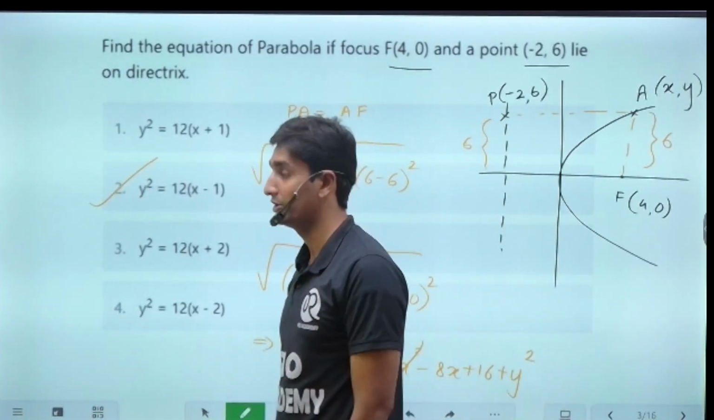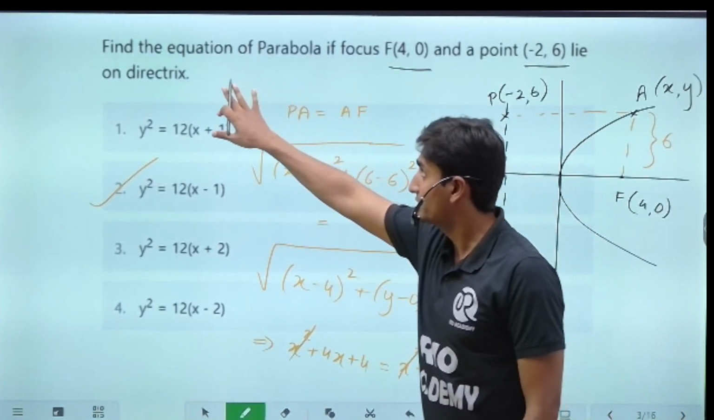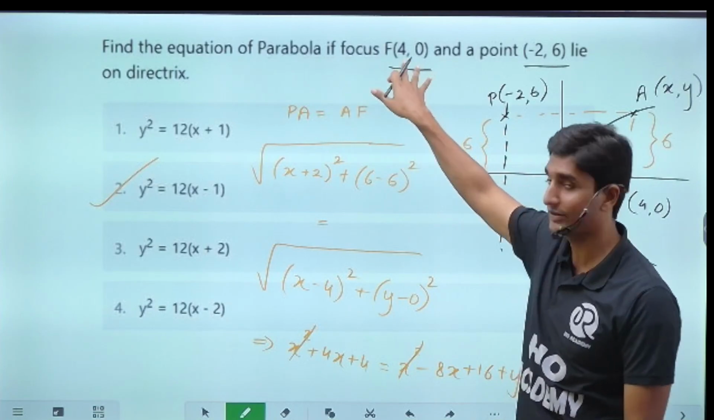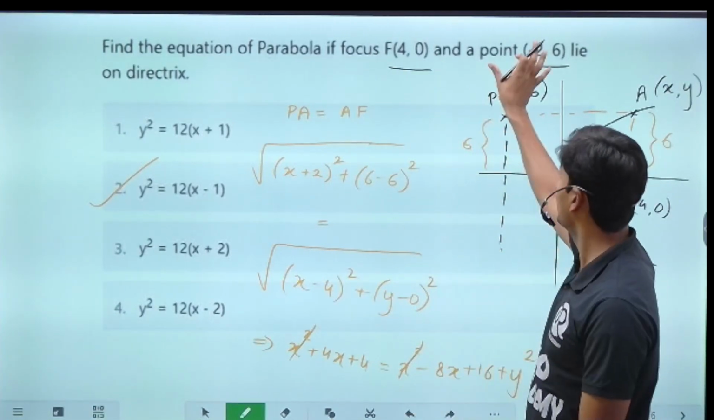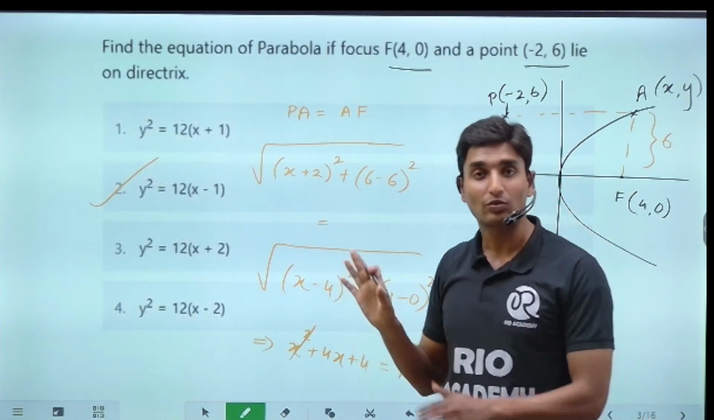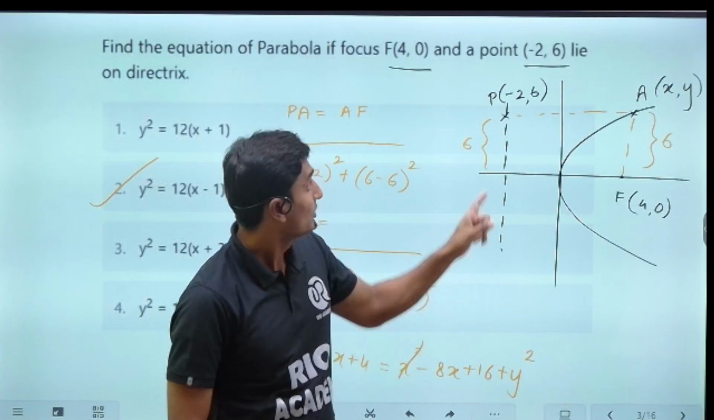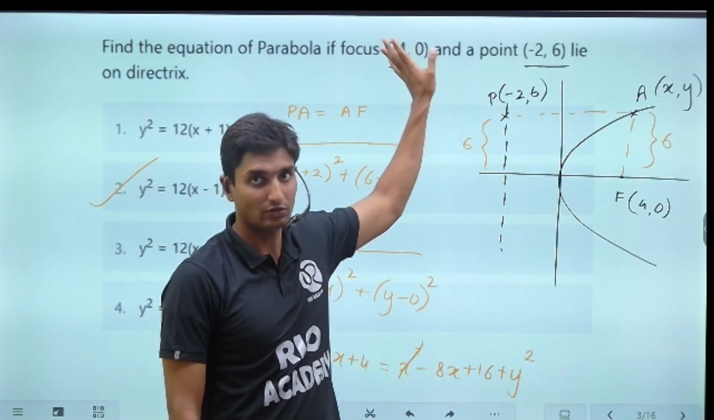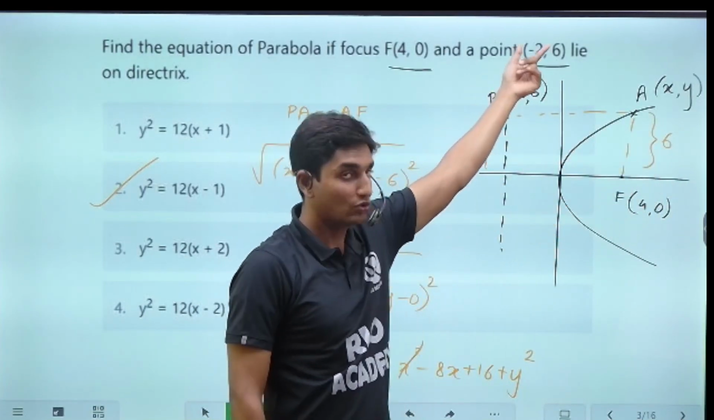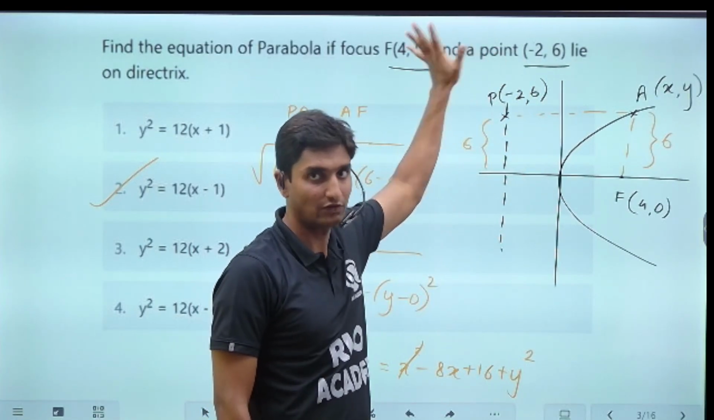Option number B. So I'll explain it once again. In this question, they have asked us to find the equation of a parabola whose focus has been given as (4, 0), and the point (-2, 6) has been given, which lies on the directrix. By reading the question, we have to understand that the parabola lies along the x-axis. Why? Because the focus is plus a, 0, it lies along the positive x-axis. Then (-2, 6) lies in the second quadrant, because minus 2 along x and 6 positive leads us to the second quadrant.